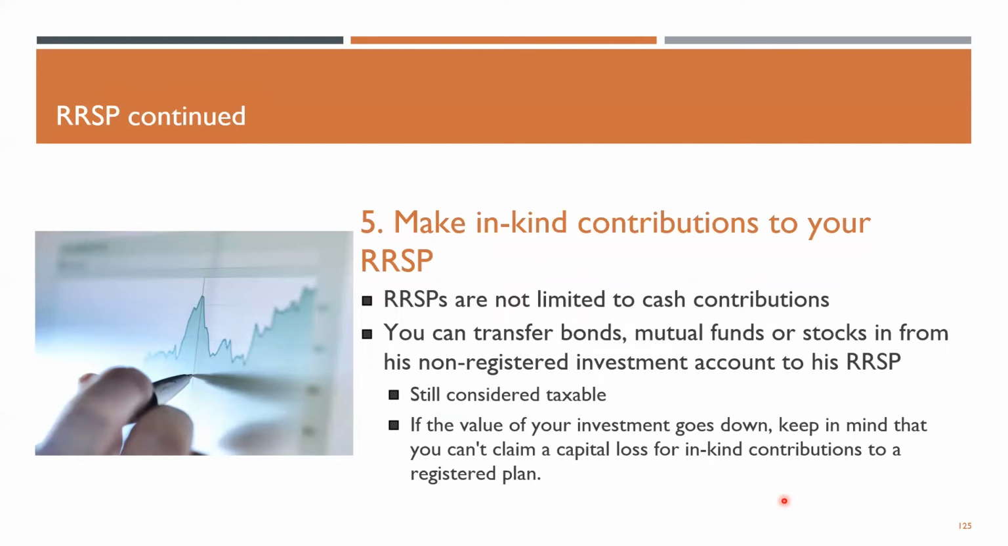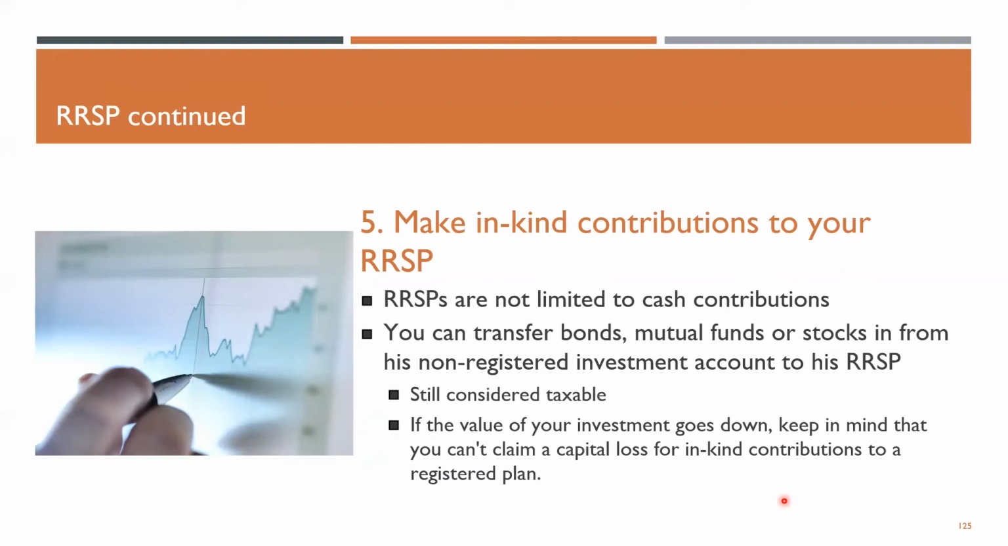You can also make an in-kind contribution to your RSP, and RSPs are not limited to cash contributions. You can transfer bonds, mutual funds, or stocks in from your non-registered account to your RSP. In-kind contribution means you do not sell the shares. So suppose you have $10,000 of stock in a non-registered account. You can transfer that stock directly into your RSP or TFSA, and that is called the in-kind transfer.